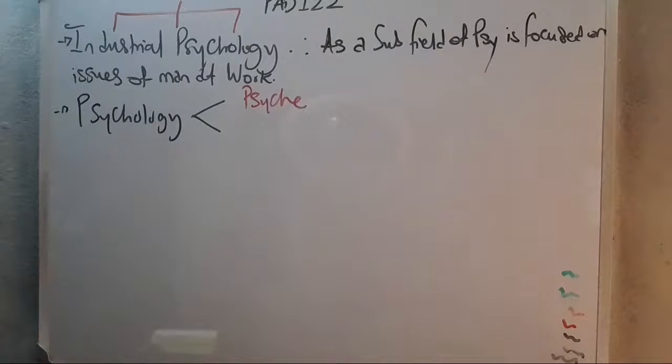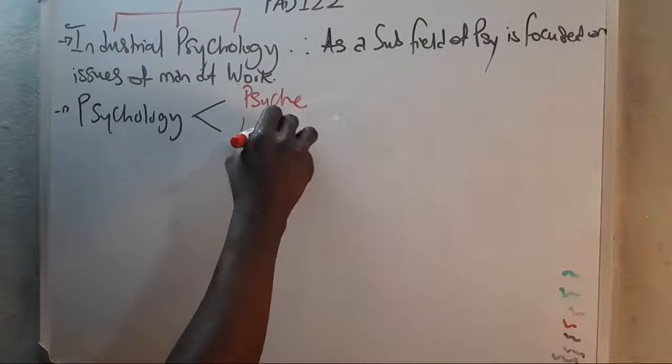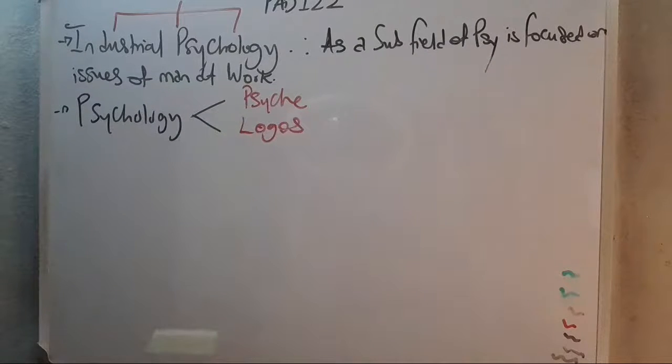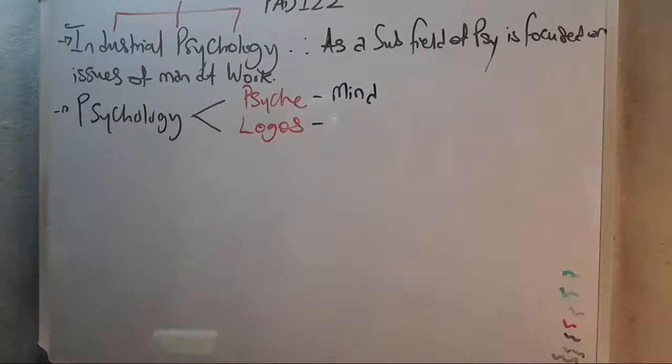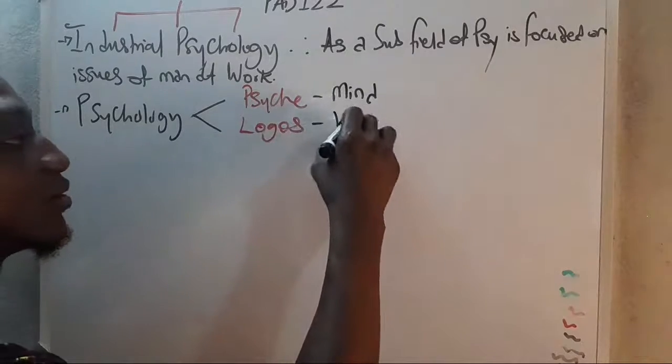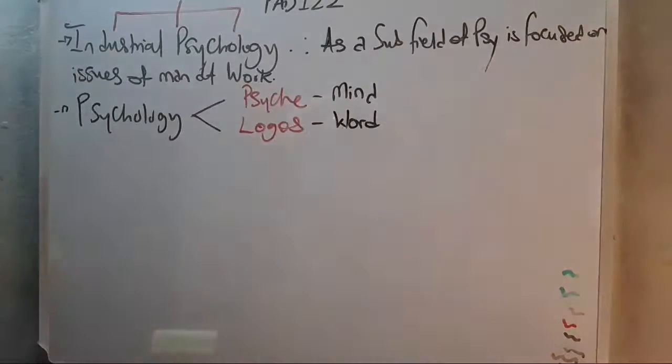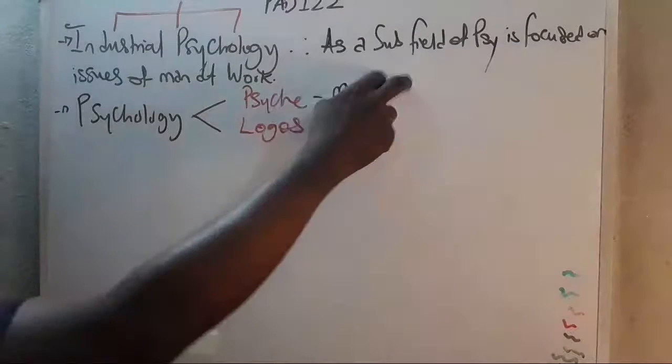Psych and logos. Psych means mind. Are we together? And logos means word. Speaking of which, in the past, psychology was deemed as a study of the mind and mental life, and it still holds up to now. Speaking of psychology, it's still the study of the mind.